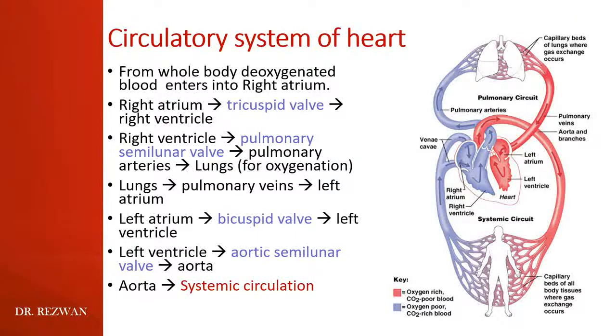Now a little glance at the circulatory system of the heart. From the whole body, deoxygenated blood will enter into the right atrium. From the right atrium, through the tricuspid valve, it will go into the right ventricle. We can see over here, from the whole body, it is coming into the right atrium, and from the right atrium, through the tricuspid valve, it is going into the right ventricle.